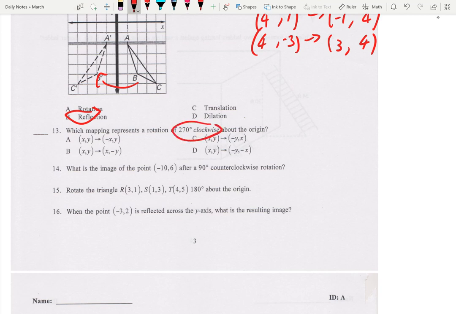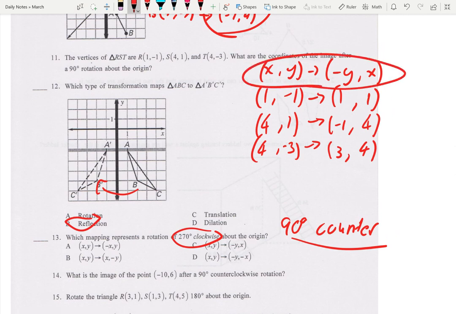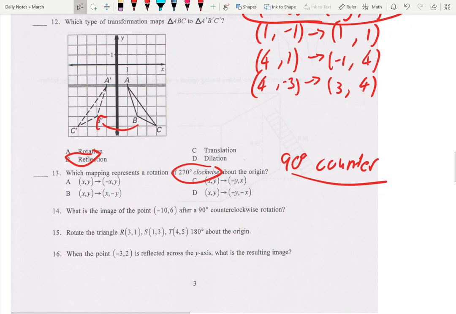So 270 degrees clockwise is the same as 90 degrees counterclockwise. So we're going to have to keep that in mind as well on your cheat sheet. The 90 degree counterclockwise is the rule we just wrote down a second ago, which is (x, y) translates to (negative y, x). So that's going to be option C. (x, y) translates to (negative y, x).